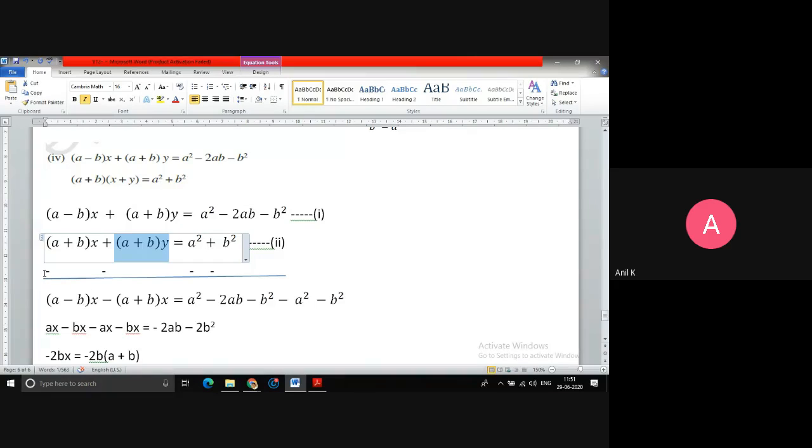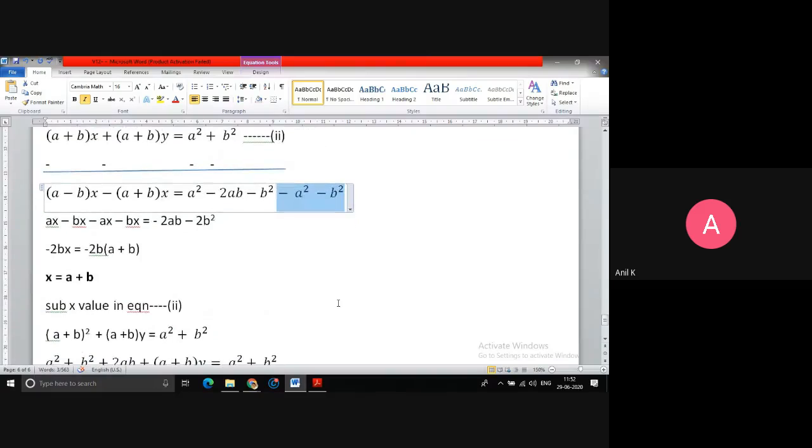Signs are changed here in the second equation. All the positive terms are becoming negative. Now the y term will get cancelled. What you are left with here is (a minus b) into x minus (a plus b) into x equals, here what will be left? These terms will come as they are, a square minus 2ab minus b square. Now if I come here, this will be minus a square minus b square. So here I put minus a square minus b square.